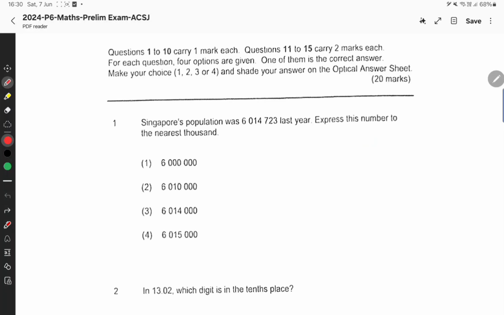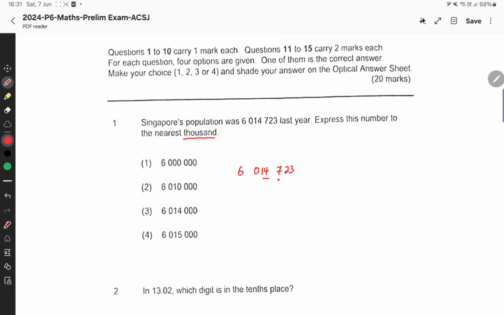Singapore's population was 6,014,723 last year. Express this number to the nearest 1,000. The first thing we need to do is identify where our thousands place is. This is the ones place, the tens place, the hundreds place, and the thousands place. Once we identify the thousands place, we look at the number before it, which is in the hundreds place.